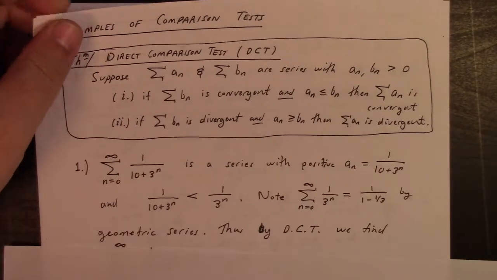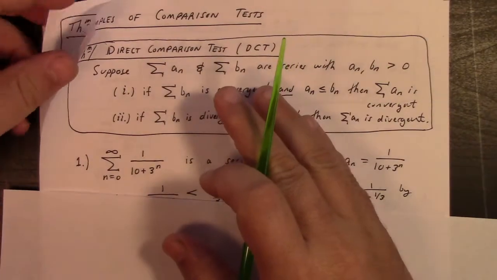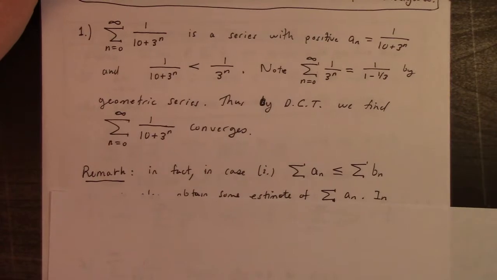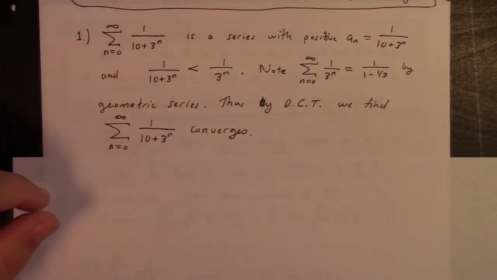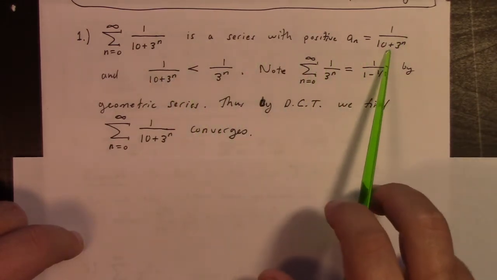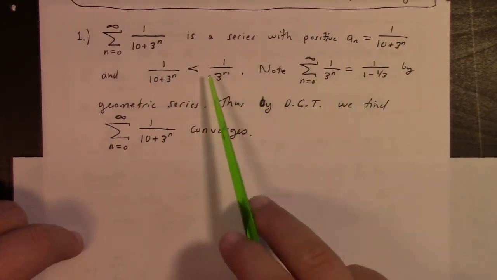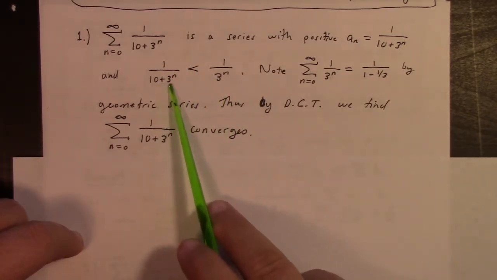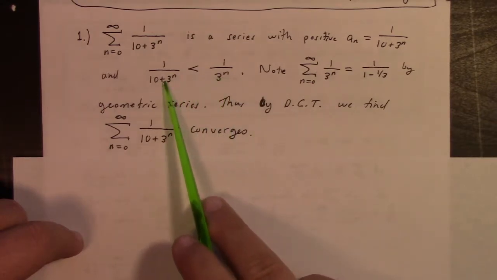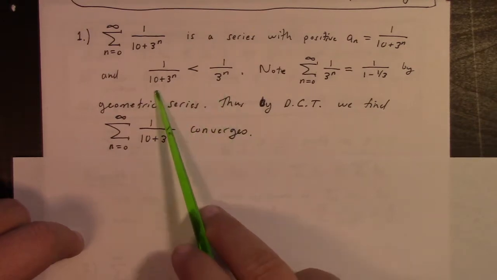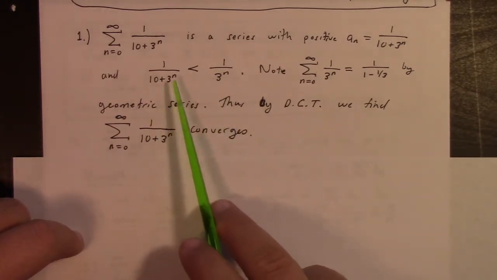Alright. I have to get my fingers to work here. So example 1. Here we have a series with positive terms, 1 over 10 plus 3 to the n, and this is less than that. Why? Well, if we make the denominator smaller, it makes the fraction larger, right? So that's an important inequality idea if you didn't know already. If we want to make a fraction larger, we make the denominator smaller.